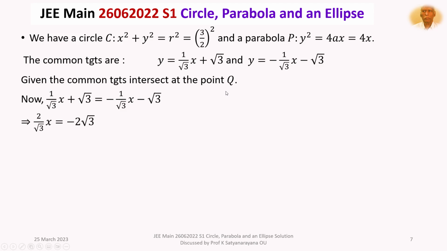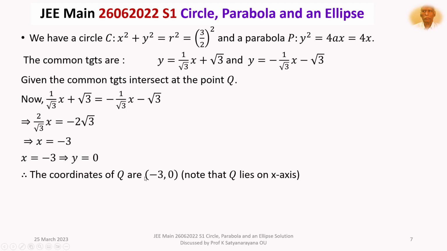Now simplifying, we get 2 by root 3 x is equal to minus 2 by root 2 into root 3, 2 cancels, and thus x will be equal to minus 3. When x is minus 3, substitute in one of the tangents. When x is minus 3, y will be 0. So that means the coordinates of the point Q are minus 3 comma 0. Note down that this point Q lies on the x-axis because the y coordinate is 0.